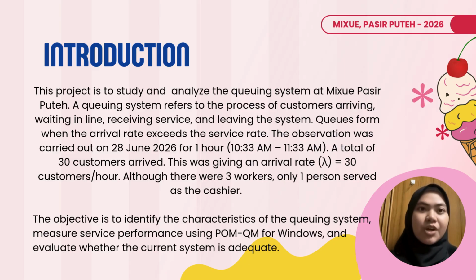For our study, we observed the shop for 1 hour from 10:30 a.m. to 11:30 a.m. on the 28th of June. During that hour, 30 customers arrived. This gives us an arrival rate of 30 customers per hour. An interesting thing we noticed was that even though there were 3 workers, only 1 person was actually serving as the cashier and taking orders. So for our analysis, we treated this as a single server system.